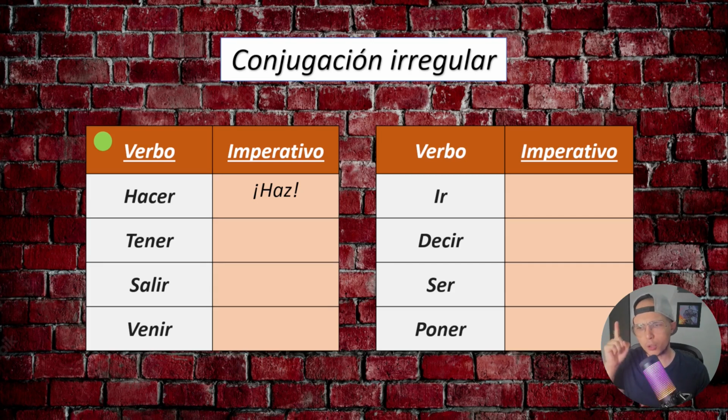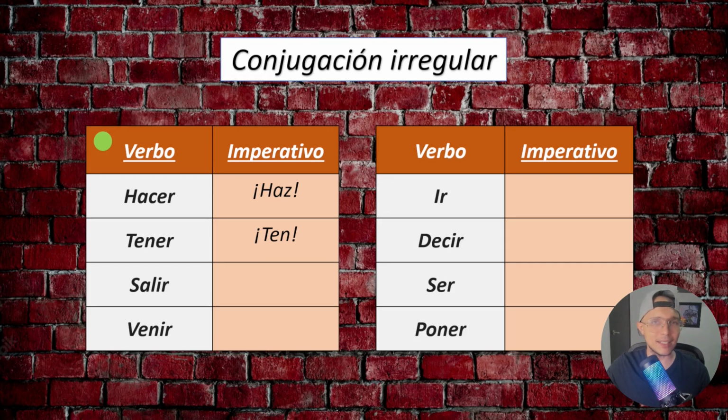So we say do homework, haz tarea, or do your homework, haz tu tarea. Or the trainer at the gym will tell you do exercise, haz ejercicio, etc, etc. For tener, tener becomes ten. One more time, ten. So if we say, hey, have this, ten esto. One more time, ten esto.